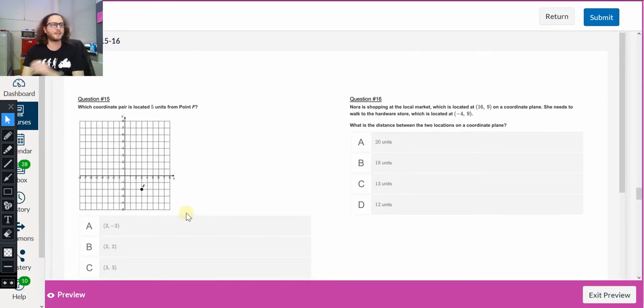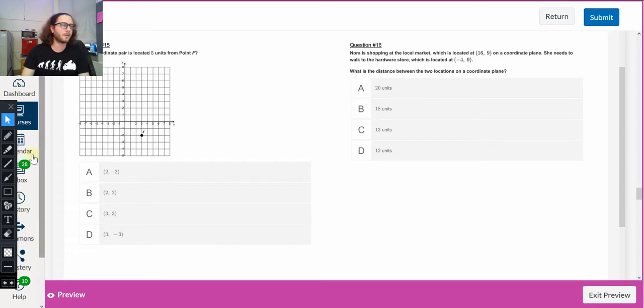For number 15, which coordinate pair is located 5 units away from point F? So we have point F right here at positive 3, negative 2. So let's go ahead and just test it. A would be at positive 2, negative 2. Ha, no, that is much too close. That is only 1 unit away. Way too close. B puts it at 2, positive 2. Well, that's at a diagonal, and we have not at all talked about diagonal distance, and we're not going to this year, so it's not B.